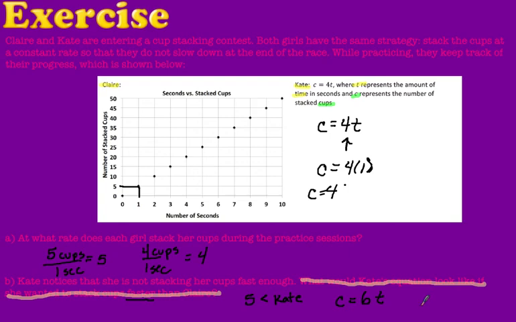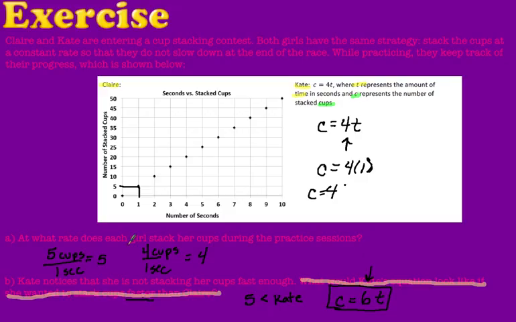I want you to come up with a different equation that would allow Kate to go faster. So I gave you this one as an example. I want you to write an example of an equation that would allow her to go faster than Claire. Remember, this is your unit rate, and you want it to be faster than Claire's, which is 5.